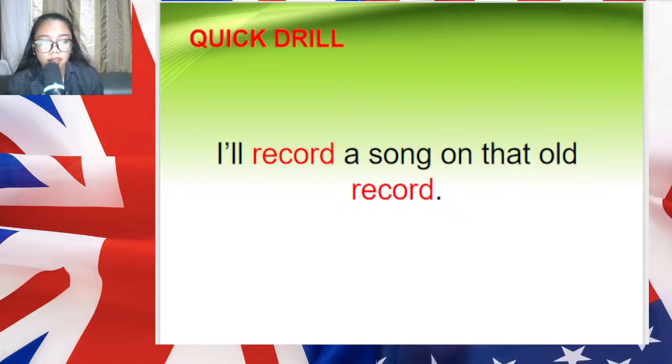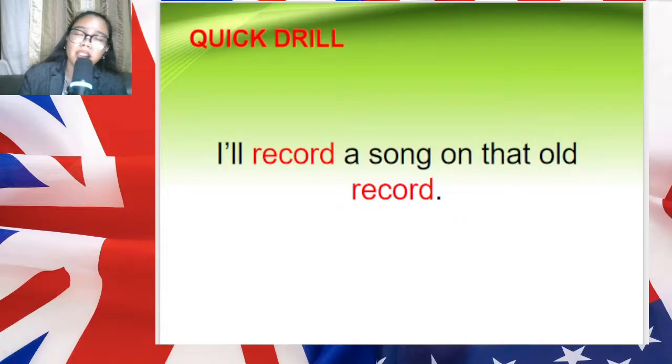So here, record in this context is not a physical item, but an action, something that you do. So if you want to record something, you'll say I'll record. I'll record a song on that old record. You press a button, you sing, you speak into the mic, and you're recording. This is an action word basically. Okay, so again, I'll record. I'm sorry. I'll record a song on that old record. Okay, yes, that's how we do this particular activity.